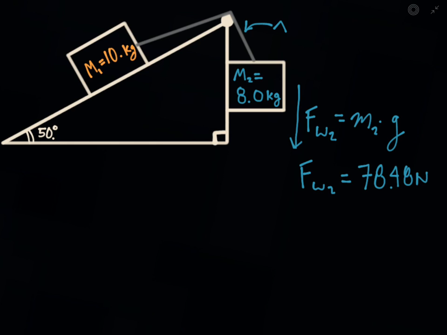All right, which means that if the rope is in tight tension, then this tension here is also going to be 78.48 newtons, which means that this is also going to be 78.48 newtons of tension. Okay, so that makes sense.